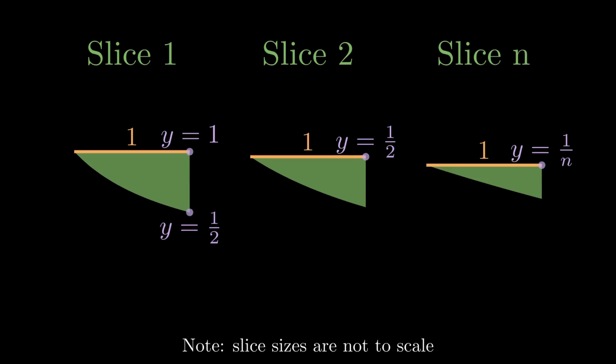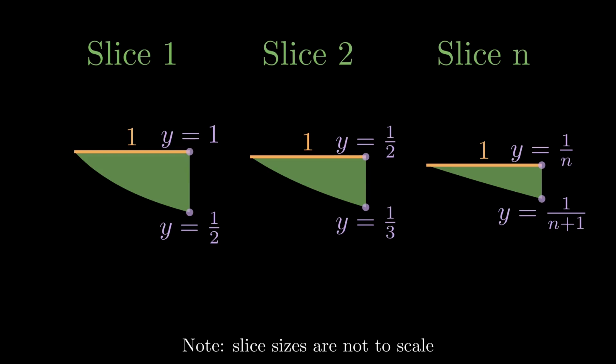We can use the same argument to find the bottom of slice 2. Since the right edge was at x equals 3, the function 1 over x gives us 1/3 as the value at the bottom of this slice. The same is true for all the slices in general, where the bottom of slice n is at y equals 1 over n plus 1. This gives us enough information to determine the height of the slices.